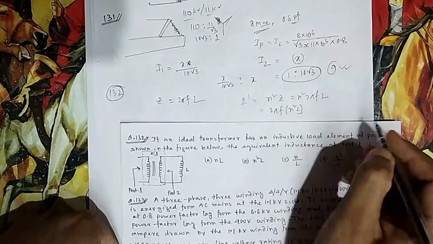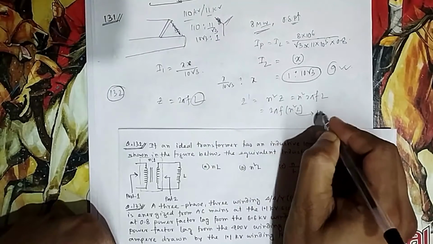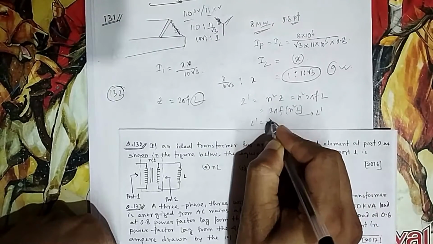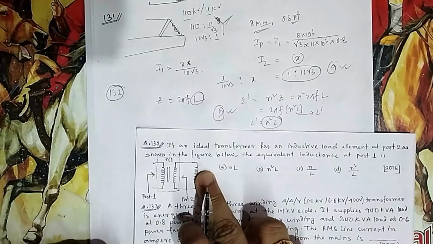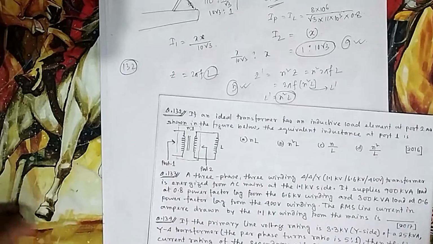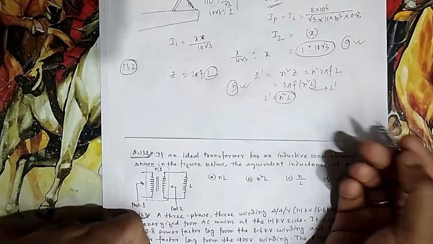So if I change it to this, it is n square. Actually your L, originally it is L, now it looks like L dash. So your L dash is nothing but n square into L. So that is your option B. You can think, if it were option C, that would be different. It would be divided by n square in that case. So you have to see Z will be multiplied by n square. Accordingly you see what is happening in your L.